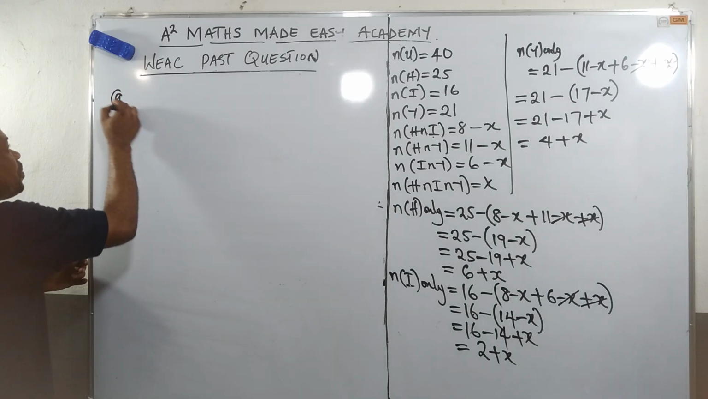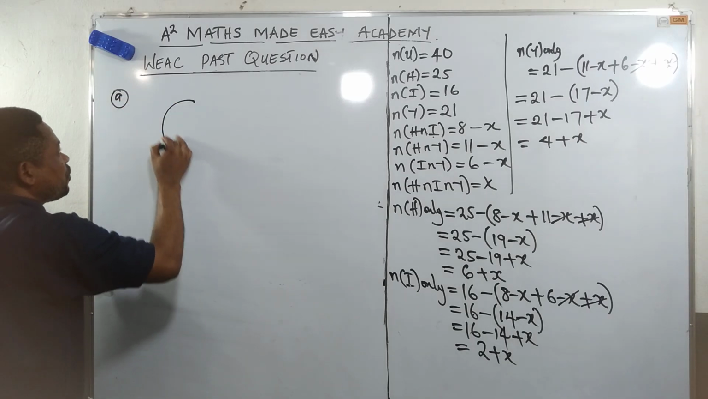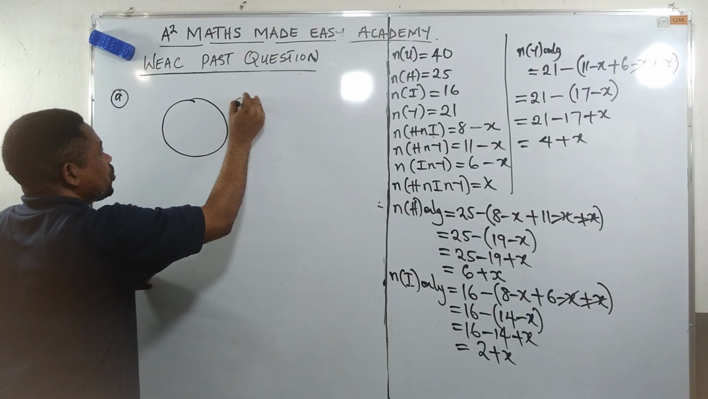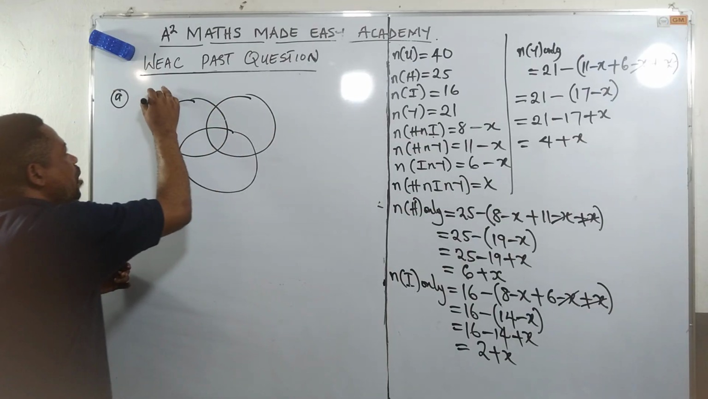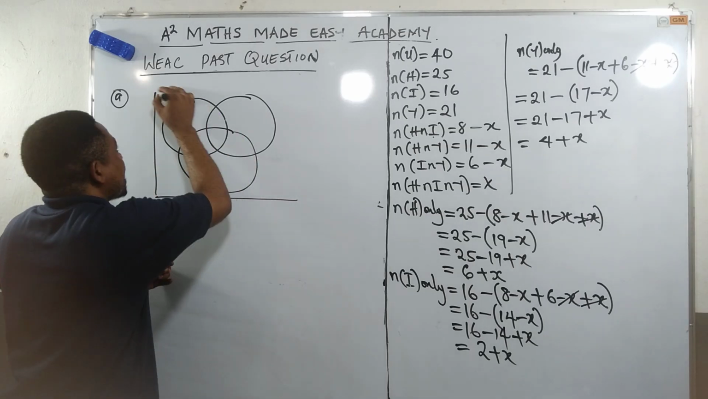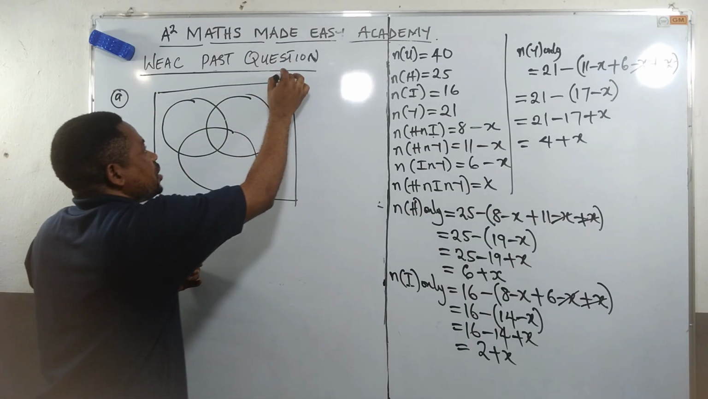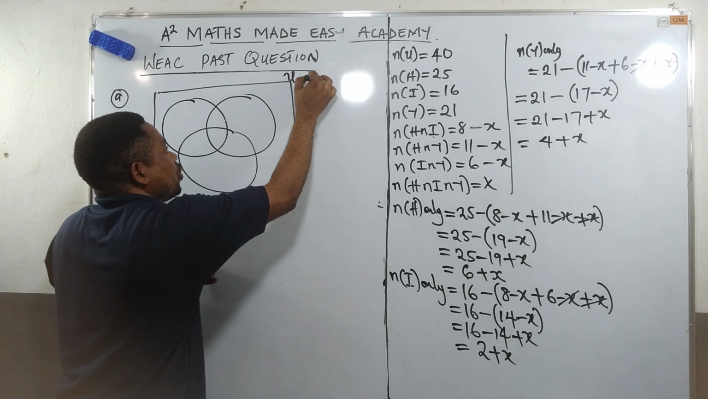Can I say question number A? Now we have 3 rings. This is the first one. This is the second one. Hope you are following. And this is also the third one. Now I will draw my rectangle like this, and introduce the universal set outside, which is 40.